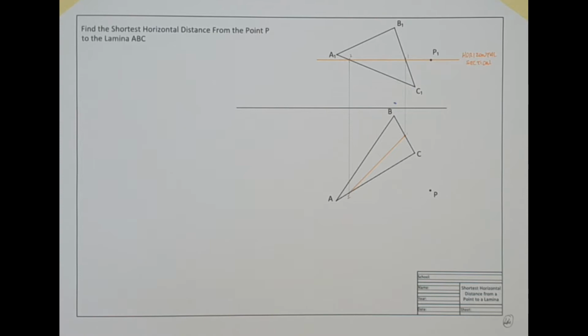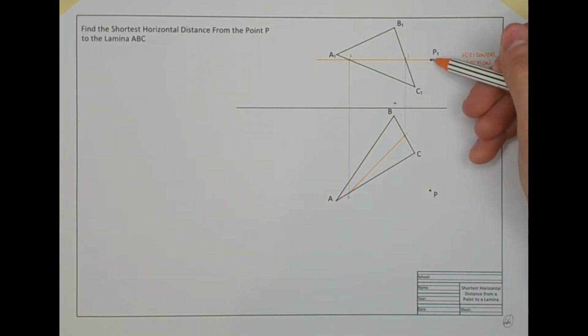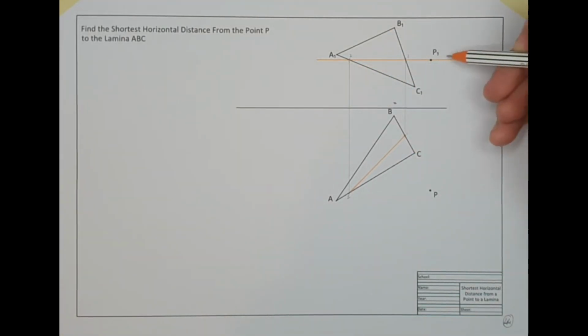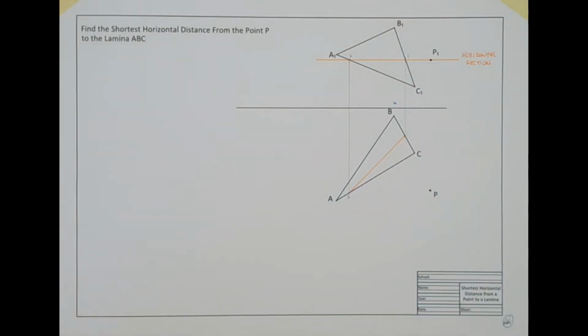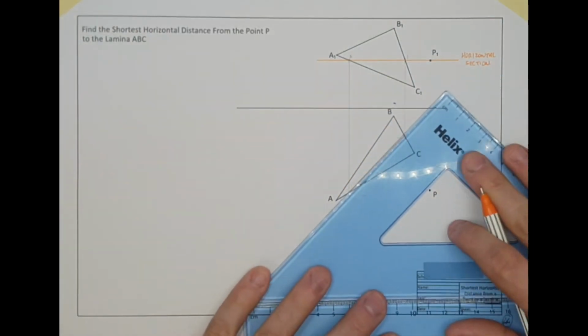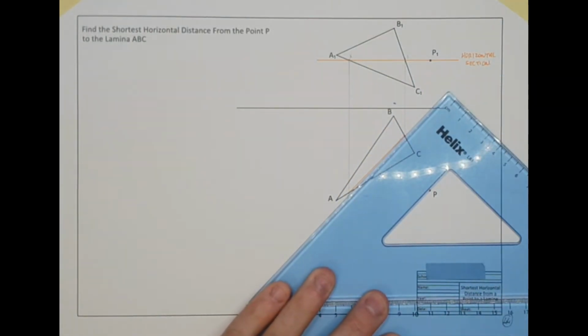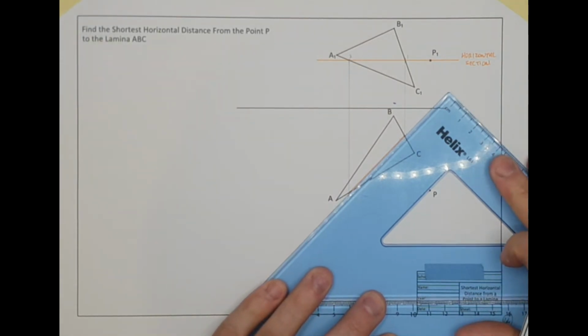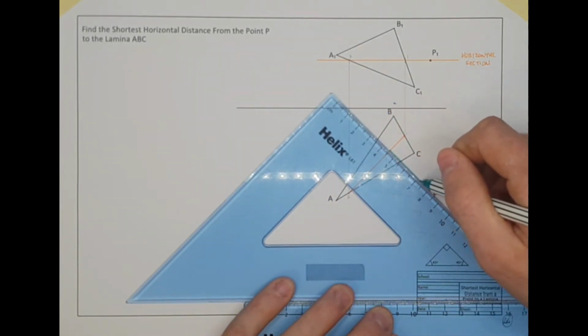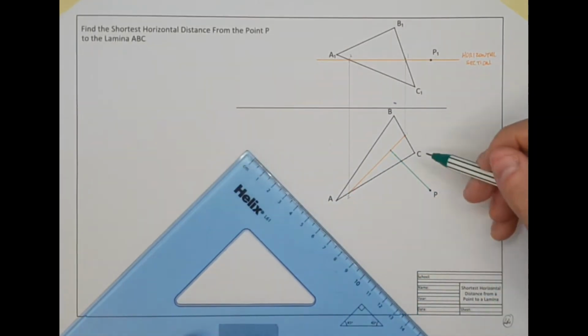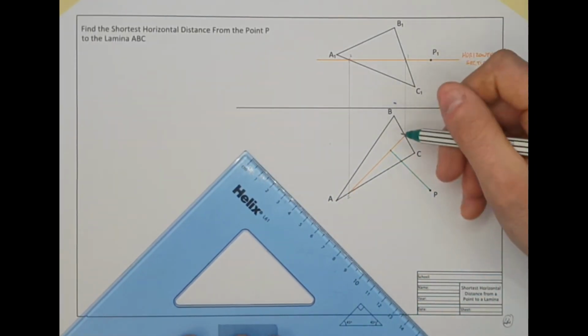So what do we do? We want the shortest horizontal distance from the point P to the lamina. So basically what we're asked is this: the shortest horizontal distance has to land on this orange section someplace, because that's the horizontal section. Find the shortest distance between that point and that line. That is basically what we have now changed the question to. So we can just go ahead and take our sliding set squares right there, and run off at 90 degrees. And there we go. That's the answer. That is the shortest horizontal distance from the point to the lamina.